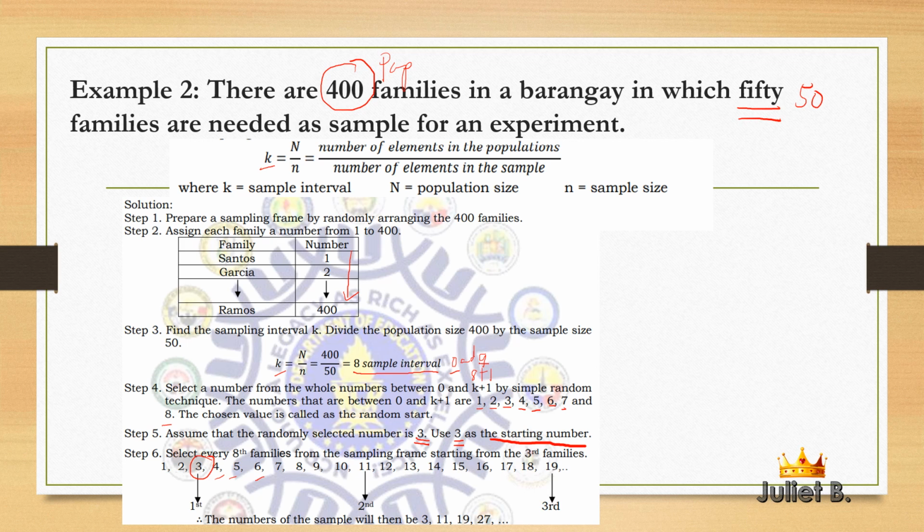1, 2, 3, 4, 5, 6, 7, ika-8 siya, kaya 11. Yan yung second na sample mo. So, 3, 11, sunod, bilang ka mula sa 11. 1, 2, 3, 4, 5, 6, 7, 8. Kaya ang sunod mo, 19. Ano kaya ang kasunod? Pang ilang family kaya ang kasunod ng 19? So, 19 plus 8. 27.